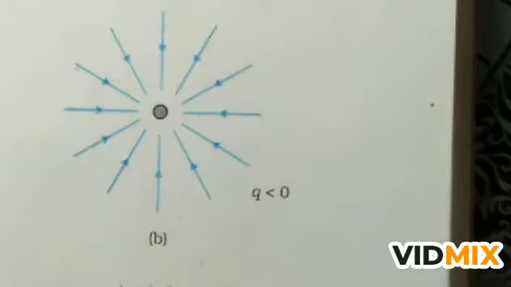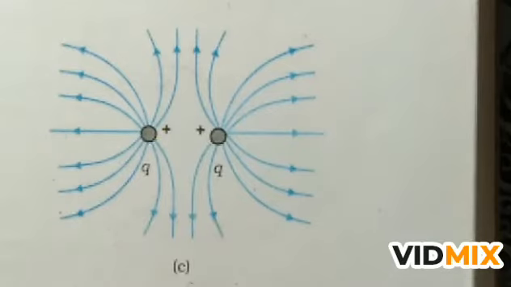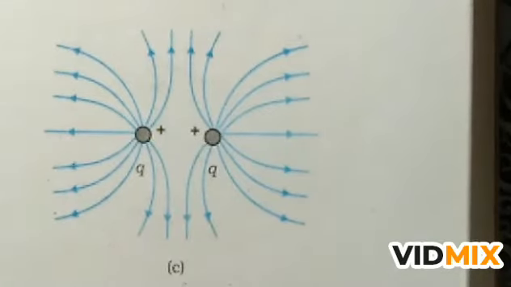And if you see the next diagram here, there are two positive charges of the same magnitude. The electric field will be repulsive. The field lines around a system of two positive charges are mutually repelling each other.